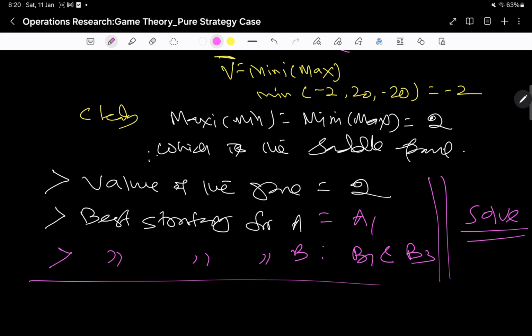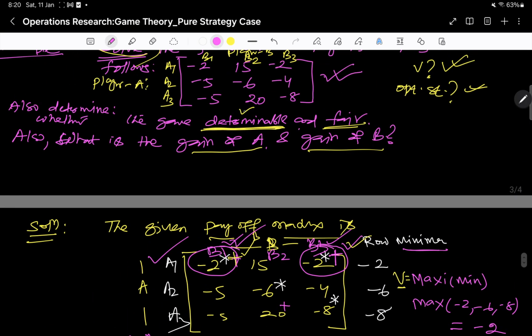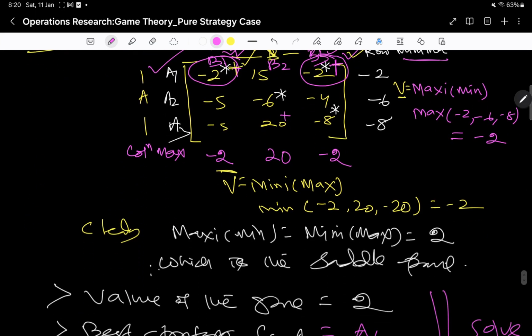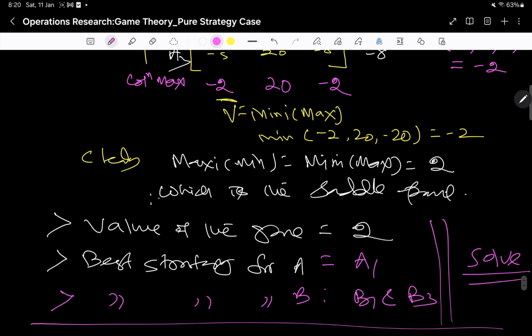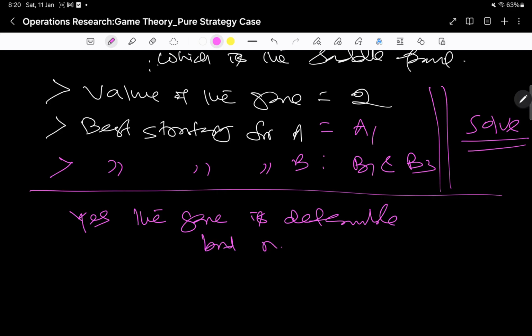Now for the next, it is asked whether the game is determinable and fair. The game is determinable but not fair. Once there is a saddle point, it is determinable. Why is it determinable? Because V lower bar is equal to V upper bar, which is minus 2. Maximin is equal to minimax.